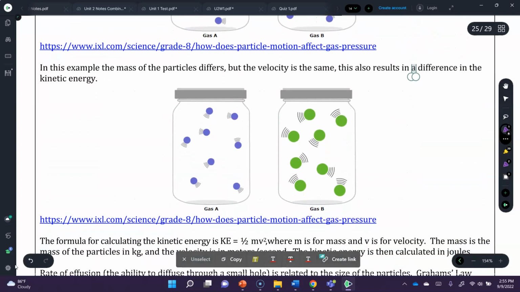In this example, the mass of the particle differs, but the velocities are the same, right? So they're both going really fast. This also results in a different kinetic energy. So this one would have the higher temperature.